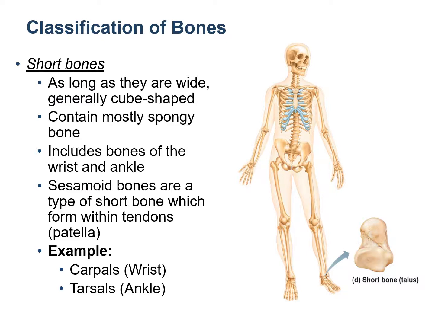Short bones are usually cube-shaped. That means their length and width are almost equal. They contain mostly spongy bone. Examples would be wrist bones such as the carpals, the ankle bones, tarsals. Sesamoid bones are also a special type of short bones which are formed within tendons. For example, the patella.